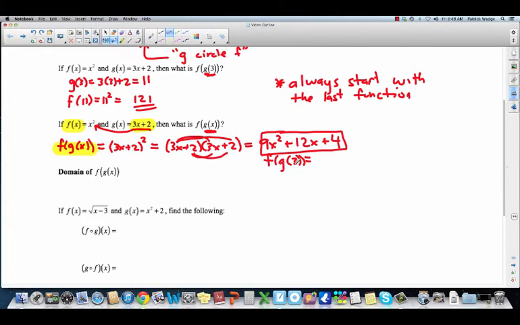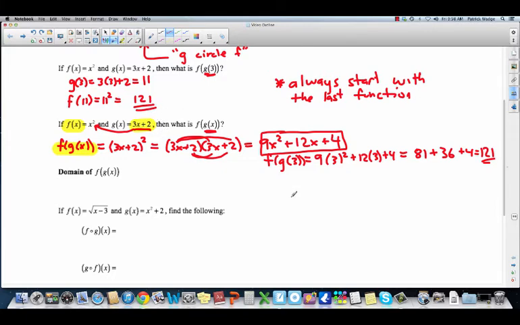If we want to know what f of g of 3 is, we're going to plug 3 into all the x's. So 3 squared, plus 12 times 3 plus 4. Don't do 9 times 3. 3 squared is 9, times 9 is 81. Plus 12 times 3 is 36, plus 4. Well, 36 plus 4 is 40, and 81 plus 40 is 121, and that's exactly what we got right there.